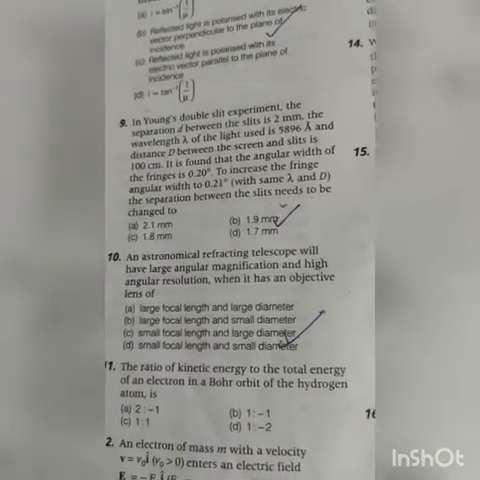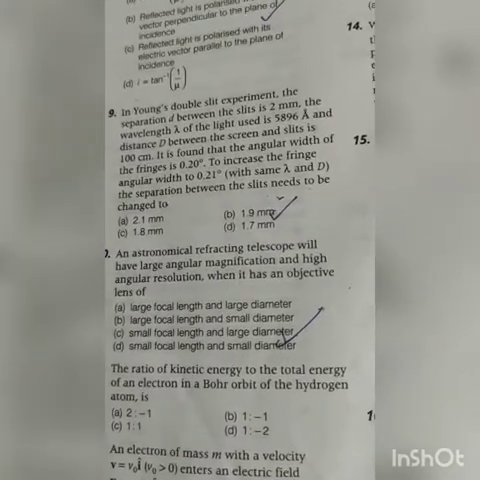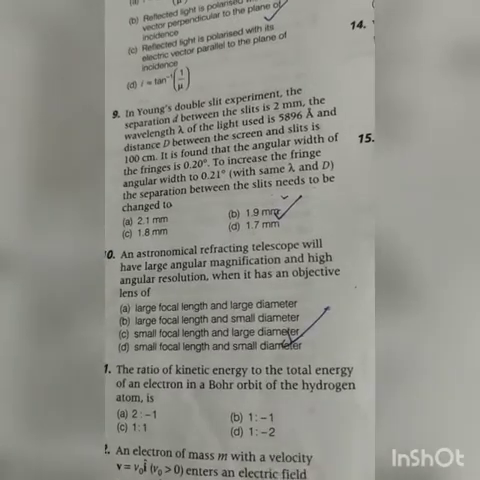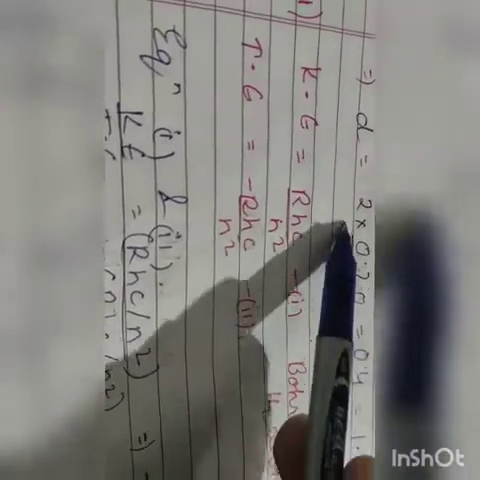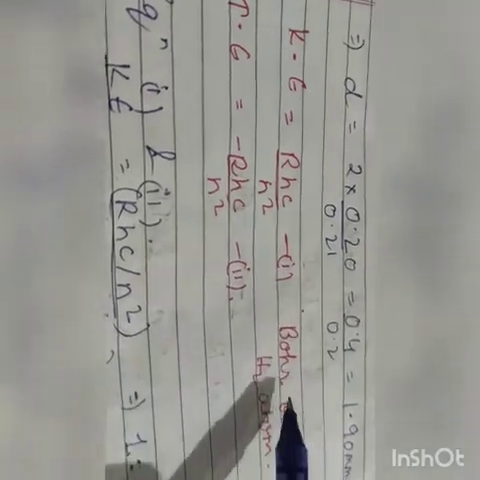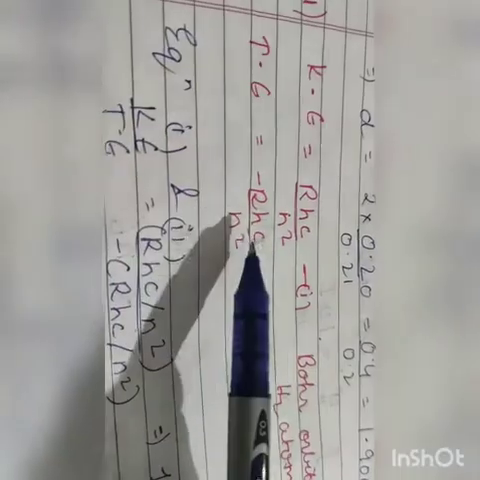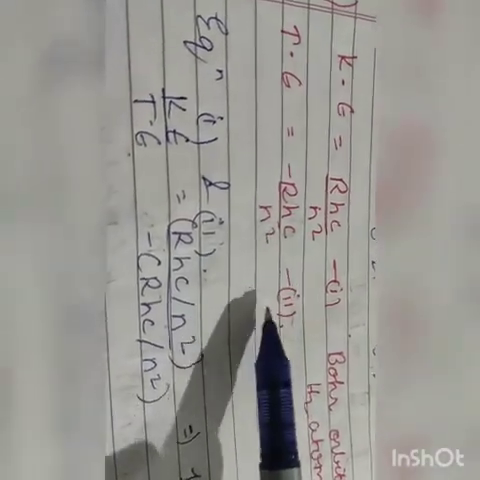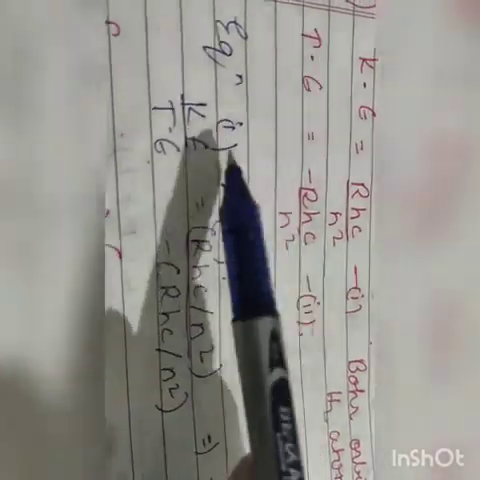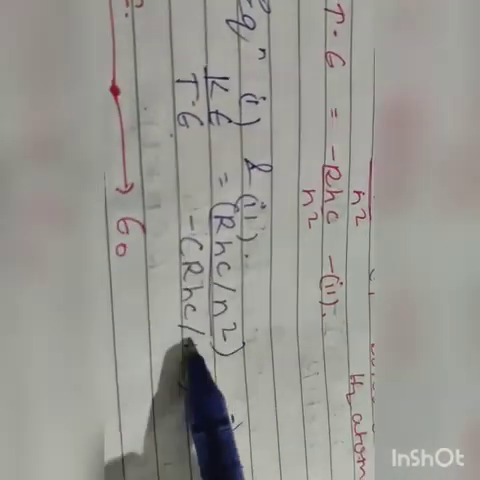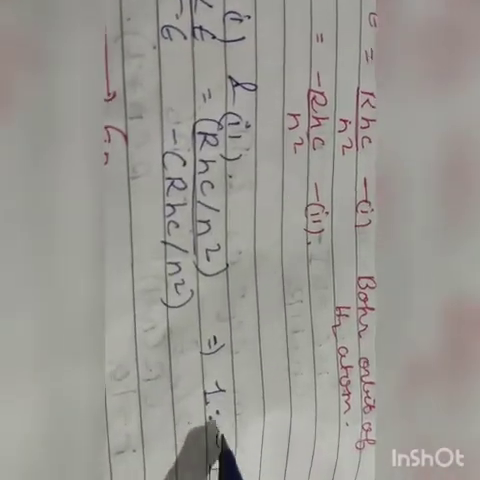Now question number 11. The ratio of kinetic energy to the total energy of an electron in a Bohr orbit of a hydrogen atom is. So its kinetic energy is equal to RHc by n square. It is a Bohr orbit of a hydrogen atom, and total energy is minus RHc by n square. From equation 1 and 2 we get KE by TE is equal to RHc by n square and minus RHc by n square, that is 1:-1 ratio. So here it is seen, 1:-1 ratio.